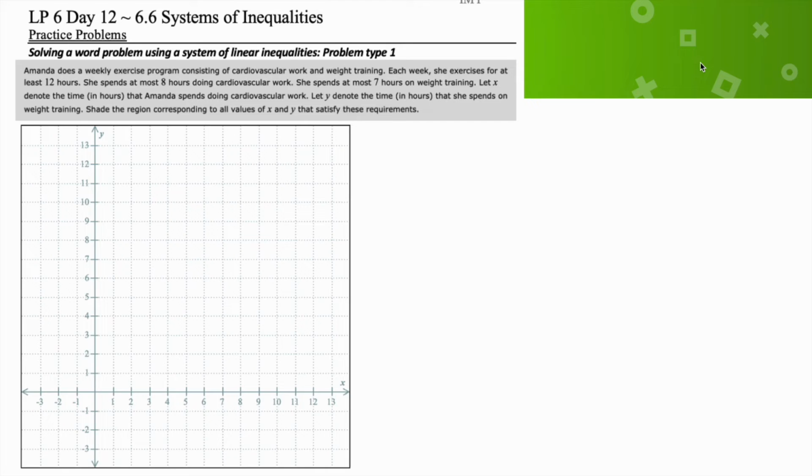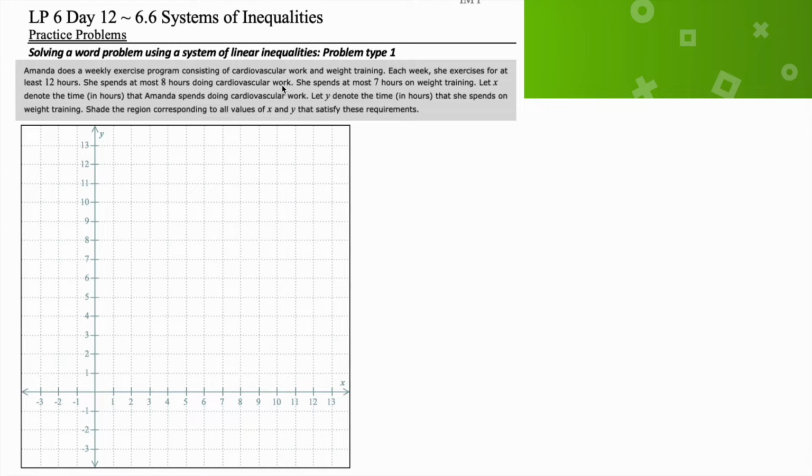Okay, so now we're going to look at solving a word problem using systems of linear equations, and this is called problem type 1. Generally that's the more basic problem. So we're going to go ahead and read through this and break down all the information they're giving us.